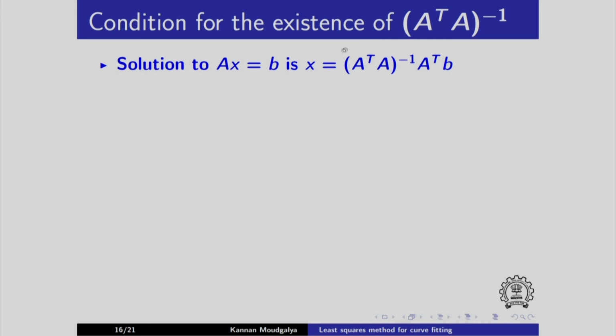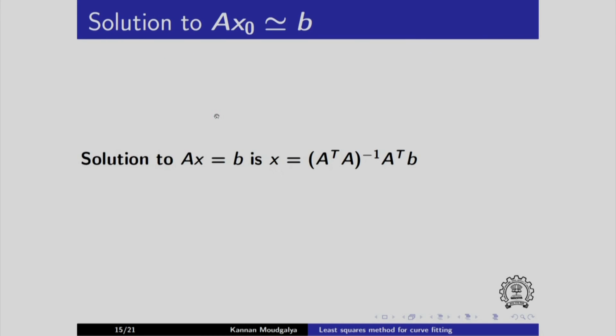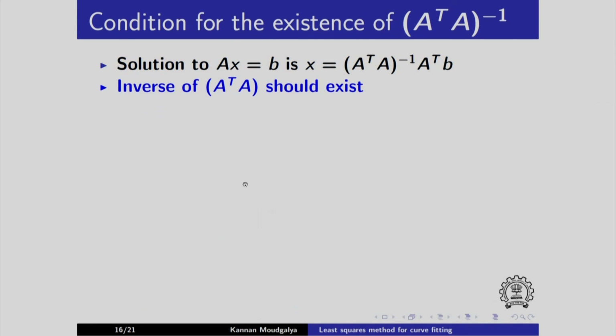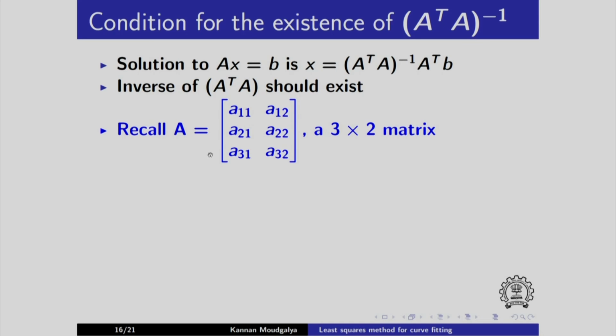Okay, can I always find this inverse? In other words, can I always solve a system of this type Ax equals b? Can I always solve a system of this type ATA x naught equals ATB? So we say that the inverse of ATA should exist. Recall that A is of this type. In this particular example, it is a 3 by 2 matrix. So ATA is a 2 by 2 matrix.